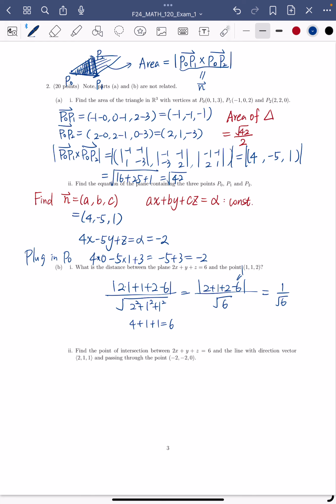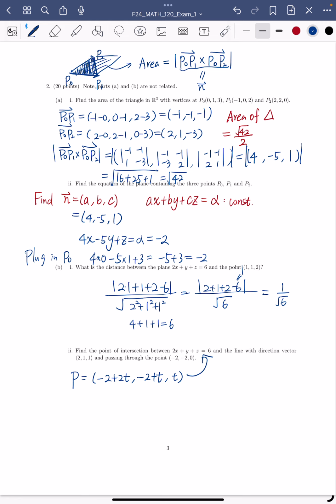For the second question, find a point of intersection between this plane and the line with direction vector 2, 1, 1, and passing through this point. So the point, we can find a point. It must satisfy that line equation, which is minus 2 plus 2t, minus 2 plus t, and 0 plus t. So like this, and you plug in your t to this equation.